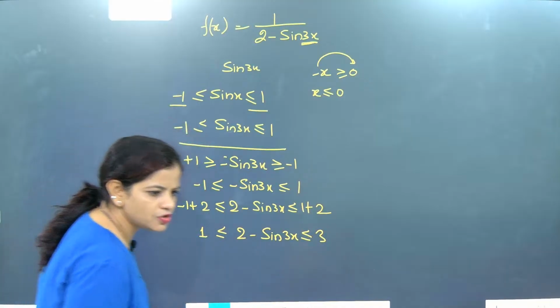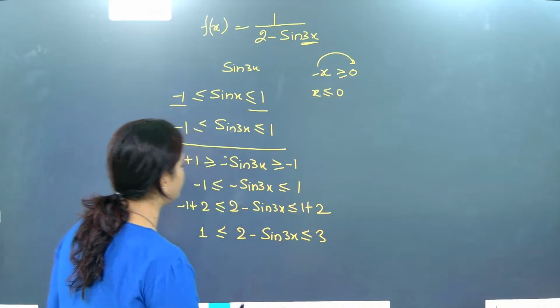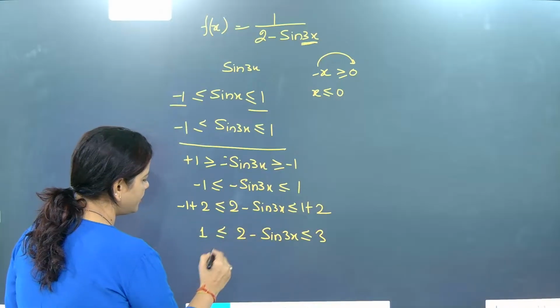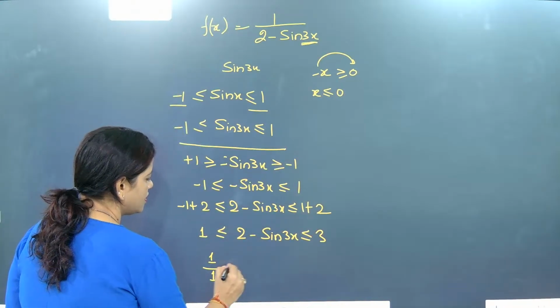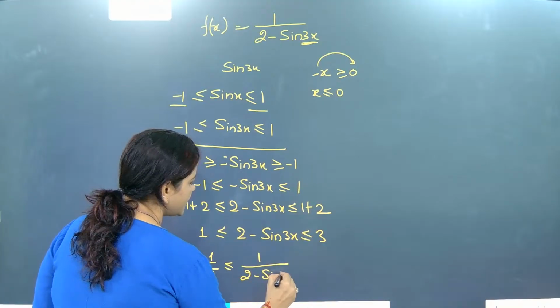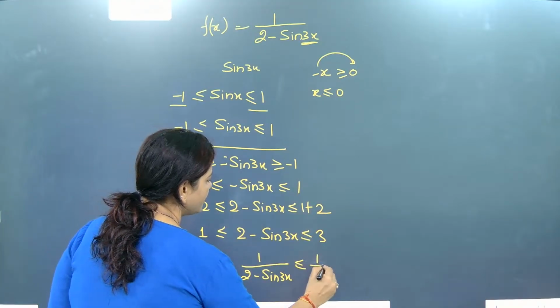But our question is not this one. Our question is something different. Our question is the reciprocal of it. So now the reciprocal of it, we will write 1 by 1. Now it will come 1 by 2 minus sine 3x, and this side will become 1 by 3.